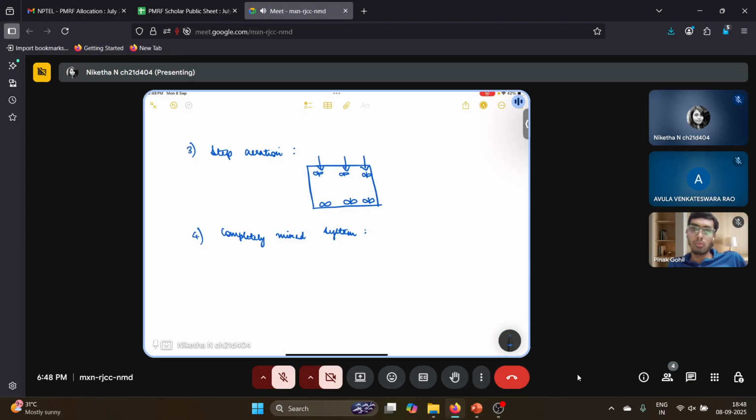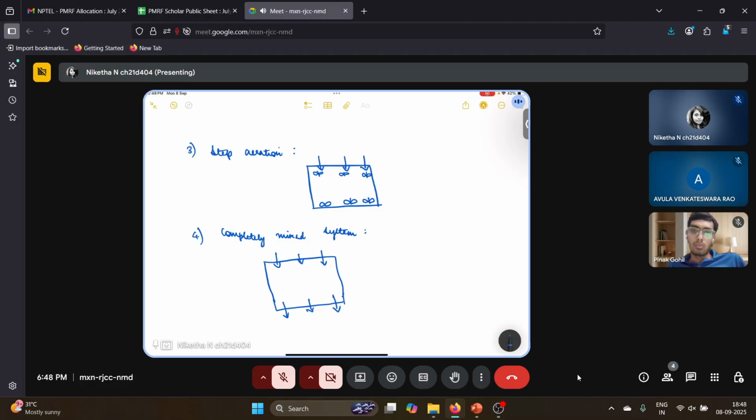So it is similar to step aeration, but here we also have multiple inlets and outlets. So we have inlets and outlets at multiple points. And at each point, the fresh feed along with the sludge are introduced. So this ensures that the demand and supply are uniform throughout the tank.